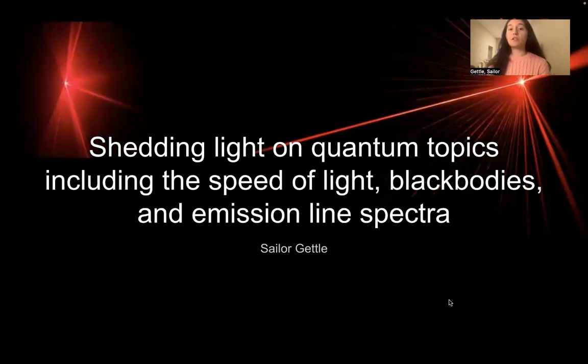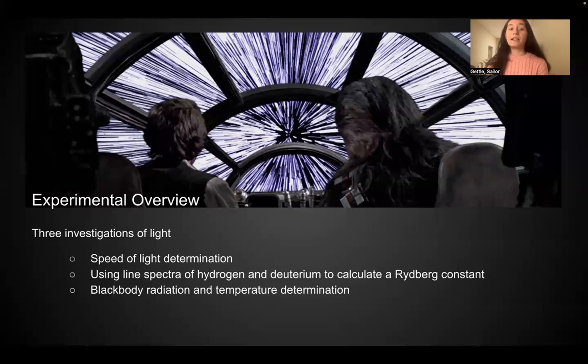This experiment sought to shed light on quantum topics, including the speed of light, black bodies, and emission line spectra. In this experiment, there were three separate but related investigations of light. In the first phase of the experiment, we determined the speed of light.